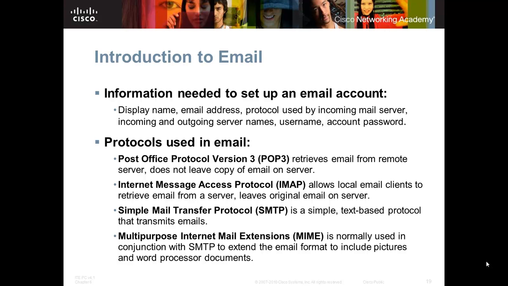So if you have multiple devices that you check email from, your email may be on one device but not the next, because it does not leave that copy on the central server. Where IMAP does leave it on the central server, so no matter which type of device you're connecting from, if you have a cell phone and a laptop, you'll see all the same messages because you're connecting to that central server and getting that original email from the server.